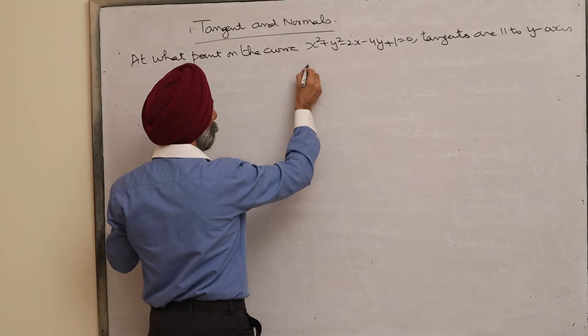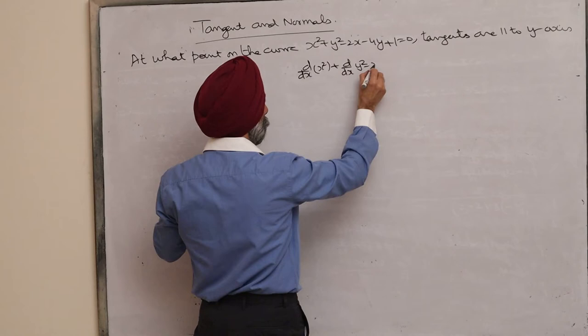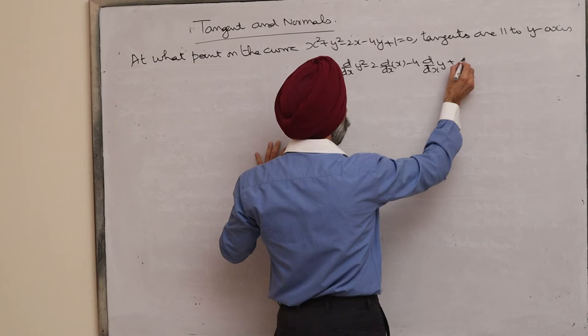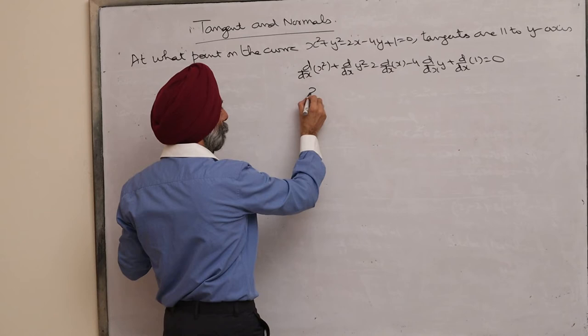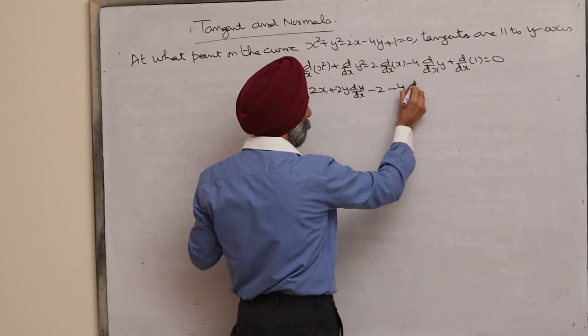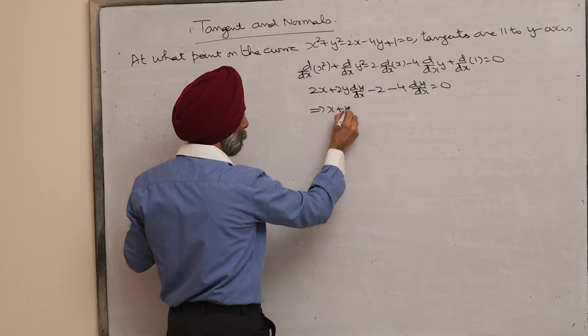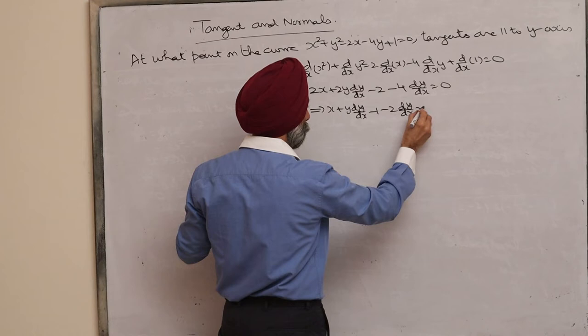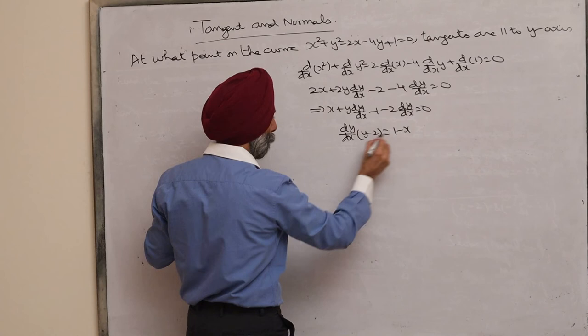So d over dx of x square plus d over dx of y square minus 2 times d over dx of x minus 4 times d over dx of y plus d over dx of 1 is equal to 0. So it is 2x plus 2y dy over dx minus 2 minus 4 times dy over dx equal to 0. Or this implies x plus y dy over dx minus 1 minus 2 times dy over dx is equal to 0. Or this implies dy over dx into y minus 2 is equal to 1 minus x. Or this implies dy over dx is equal to 1 minus x over y minus 2.